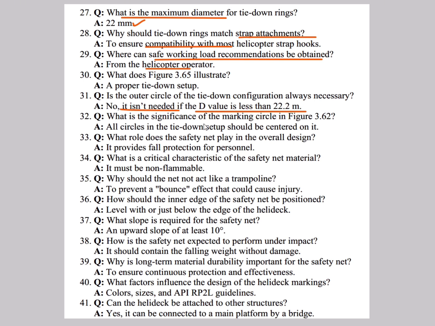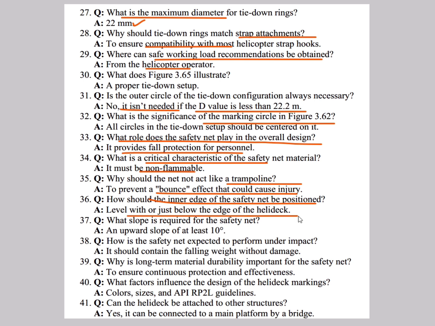What is the significance of the marking circle? What role does the safety net play in the overall design? It provides fall protection. What is a critical characteristic of the safety net material? It should be non-flammable. Why should the net not act like a trampoline? To prevent a bounce effect that could cause injury. How should the inner edge of the safety net be positioned? Level with or just below the edge of the helideck.